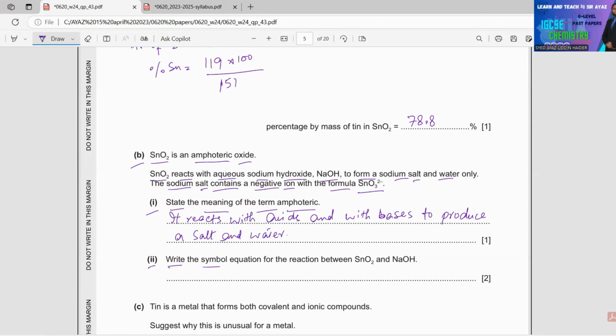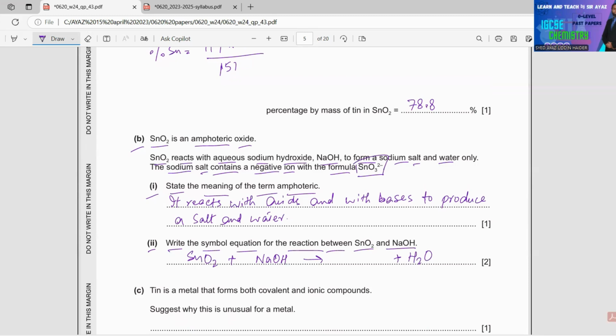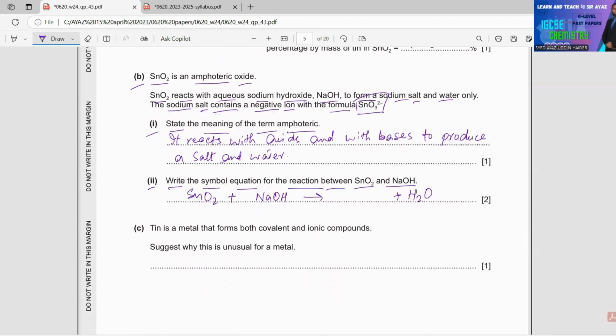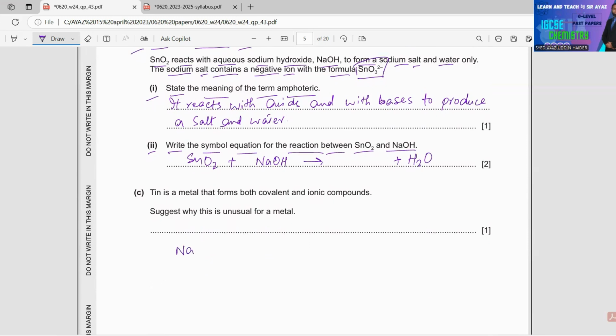Number 2, write the symbol equation for the reaction between SnO2 and NaOH. They are asking us to write down the reaction equation. Here's the reaction equation. We'll be getting sodium salt and water only. The formula of water is H2O. What about the sodium salt? It's carrying SnO3 2 minus. So we have Na and SnO3. The valency for SnO3 is -2.